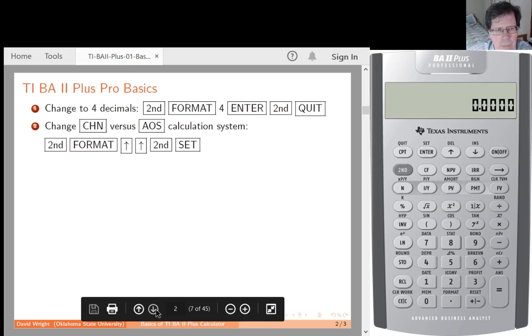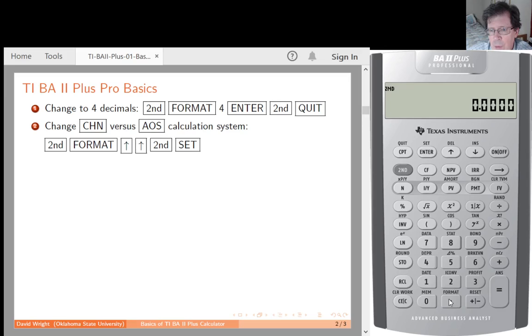Here's how you would set it. First of all, it's also on format. So I have to go back and click on second format, and then I have to find the operating system, which is only 1 arrow up. When I write 2 arrows there, I mean click arrows until you get to it. You can see right now it's set on chain. And if I were to hit second set, so second set is over the enter key, that changes it to AOS. If I hit second set again, it changes it back to chain. So let me change it back to chain.